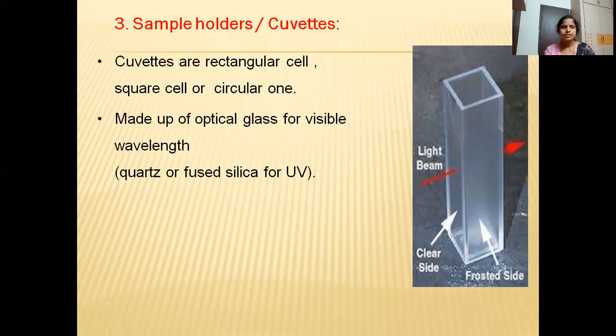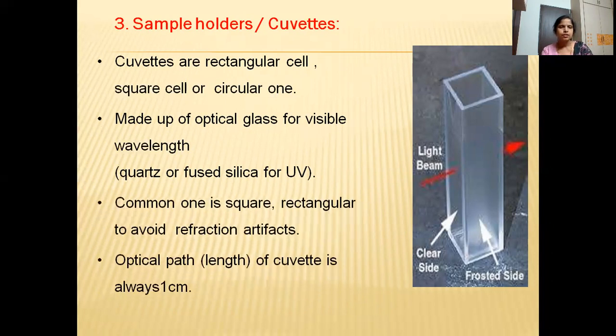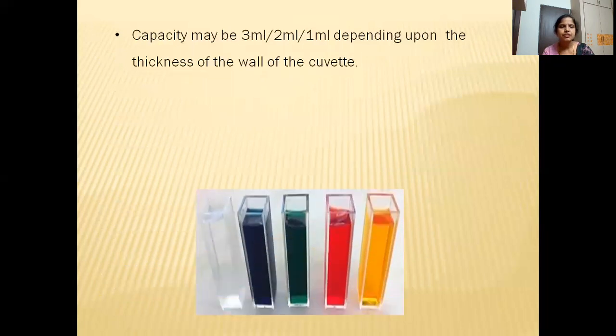Cuvettes are rectangular, square or circular cells, but we generally use the square cell. It is made of optical glass for visible, quartz or fused silica for UV. The common one is square, and the optical length of the cuvette is always 1 centimeter. See, this is the length of the cuvette. On all four sides, it will be 1 centimeter. So this is taken as the standard path length of the sample solution. And the capacity is 3 ml, or it may be 2 or 1, depending upon the thickness of the wall of the cuvette.